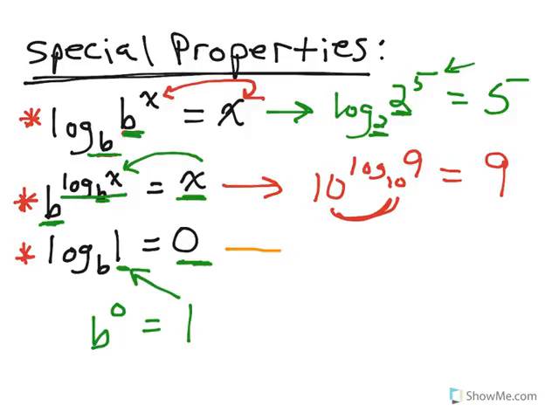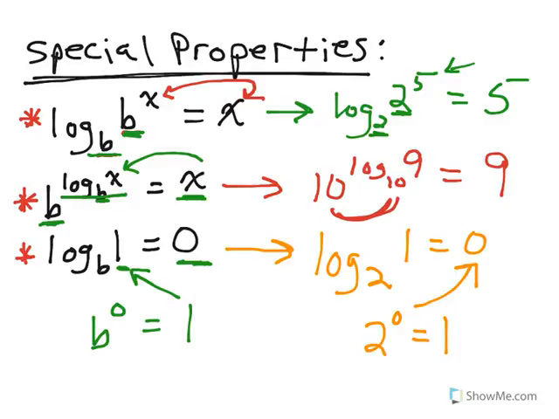And finally, an example for our third special property. Log base 2 of 1 equals 0. I'm sorry, I put that in the wrong spot. That should be log base 2 of 1. Therefore, 2 to the 0 power equals 1. So the answer must be 0.